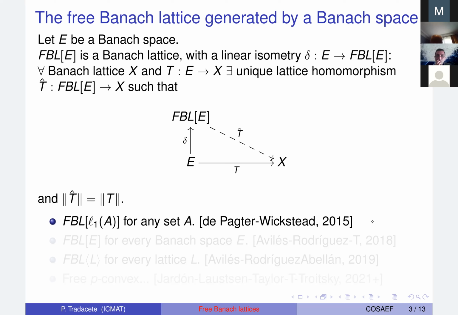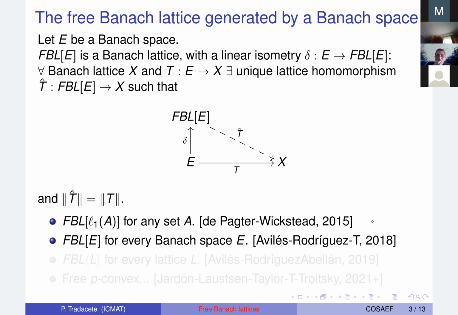So they could show the existence of the free Banach lattice generated by a set. And in the terminology we are using here, one can check that their construction can actually be seen as a particular case of the free Banach lattice generated by a Banach space. In that case, if you start with any set A, if you take the Banach space little l one over that set, then in our terminology, this recovers the free Banach lattice over the set A that was introduced by de Pagter and Wickstead. But what we did is first show that this makes sense for any Banach space.